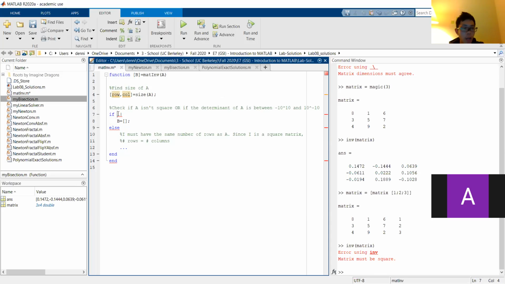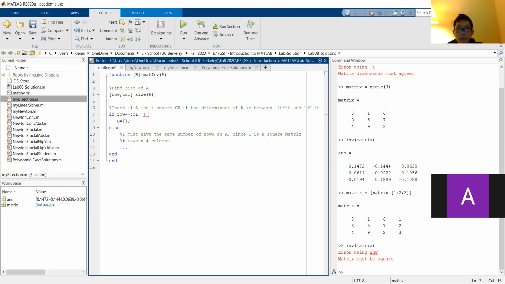Let's try the first one. What statement do we need to say A is not square? Here's a hint up here. Can anybody tell me? Or type it in the chat. Row not equal to column. Row, column. And how do I say not equal? Squiggly line equal. Tilde equals is not equals.